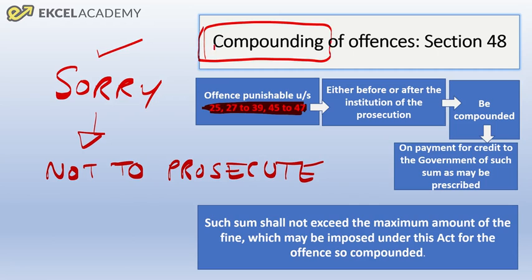Second time you can't make the same mistake and ask for compounding. First time you can. And every offence is not compoundable. Offences punishable under section 25, 27 to 39, 45 to 47, either before or after the institution of the prosecution, can be compounded. Everything can't be compounded, only some of them can be compounded. Sections 40 to 44 and 26 cannot be compounded. So you need to make a payment to the government, and the government will agree not to file a case or send a notice to you for that offence.